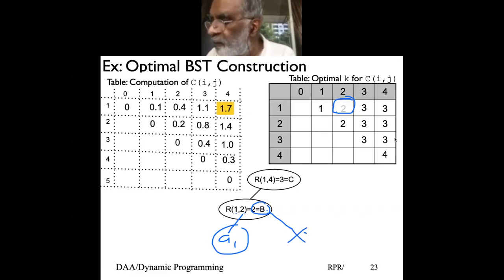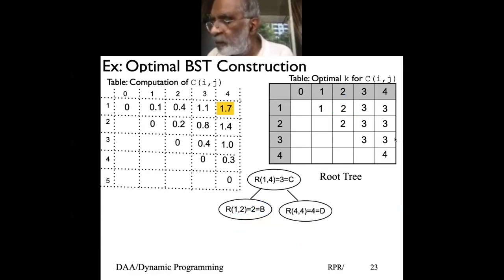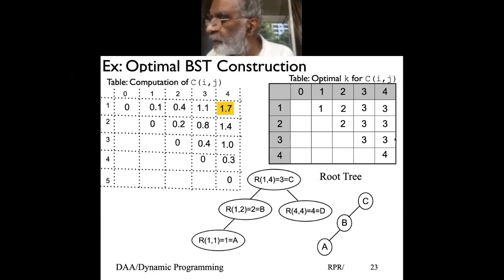And that means my left subtree here would be A1, or R11. For this, my root is A3. So my right subtree would be only A4, which is R44. And that is how my subtree would basically become. And this follows. So look at the tree. My tree becomes C, B, D.